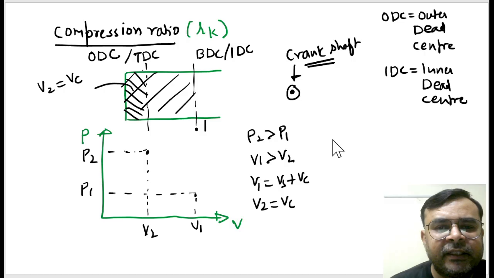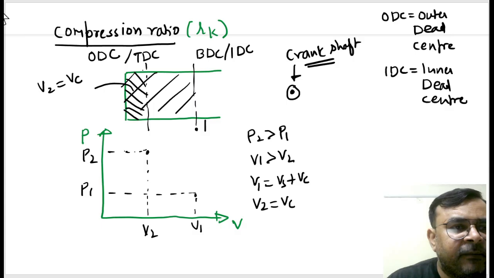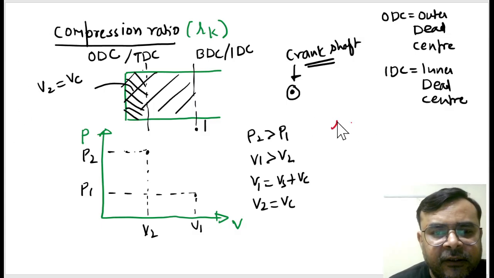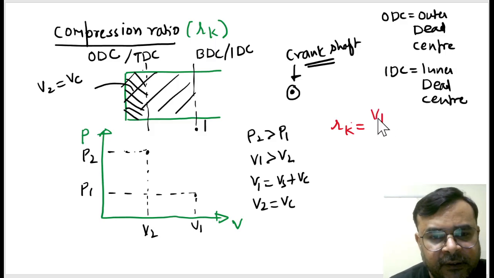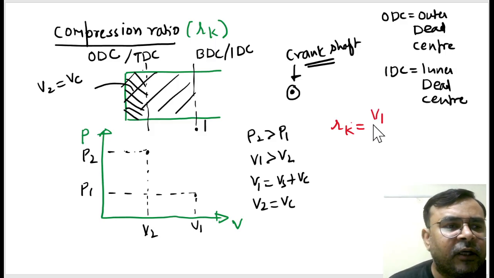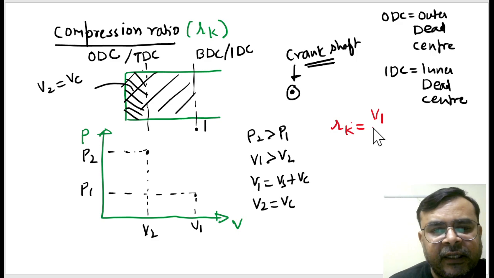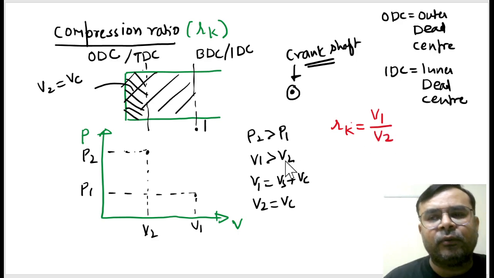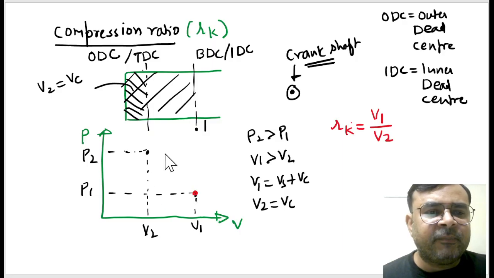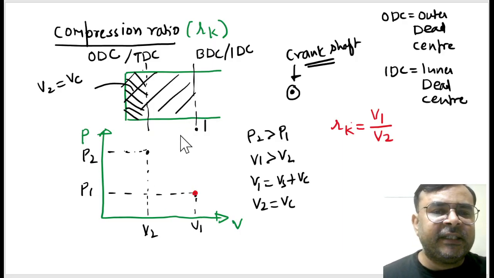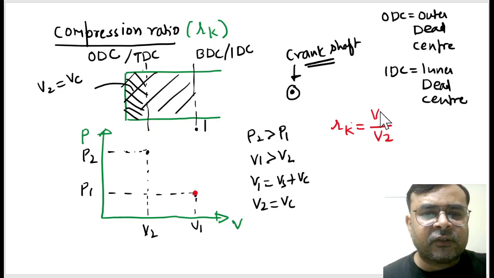So after knowing this information, can I say that the compression ratio is nothing but the ratio of the total volume of the cylinder, that is V1 divided by V2? This ratio means the volume at the point when your piston is positioned at BDC, or inner dead center, is called V1.